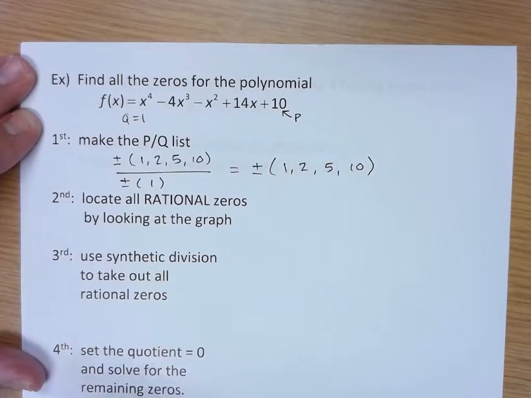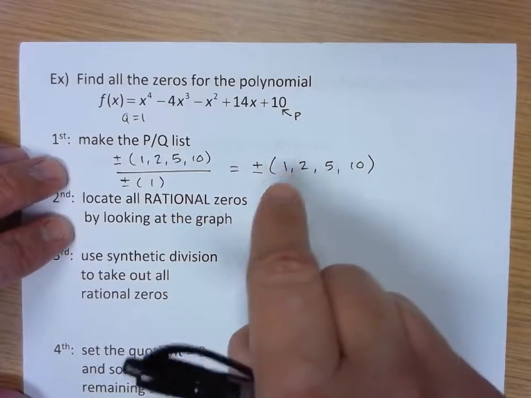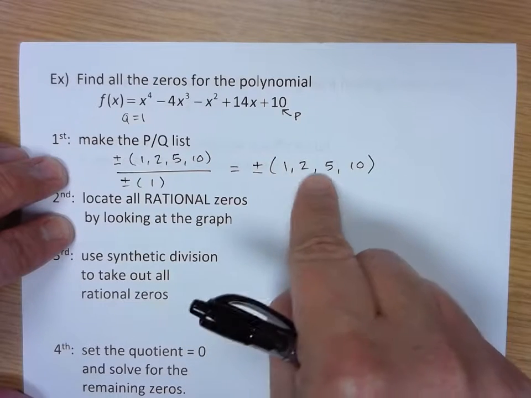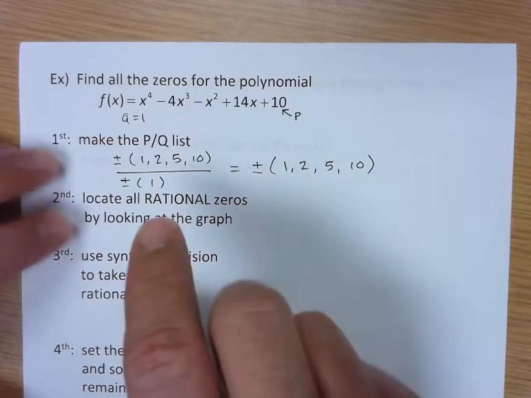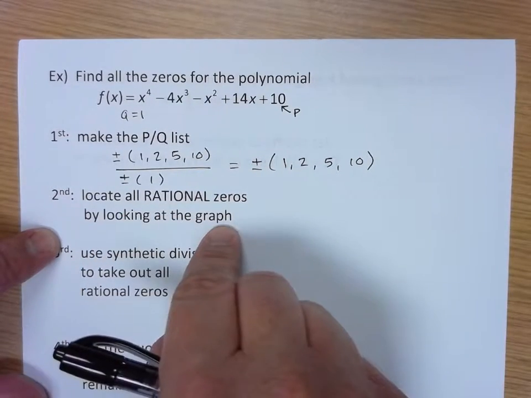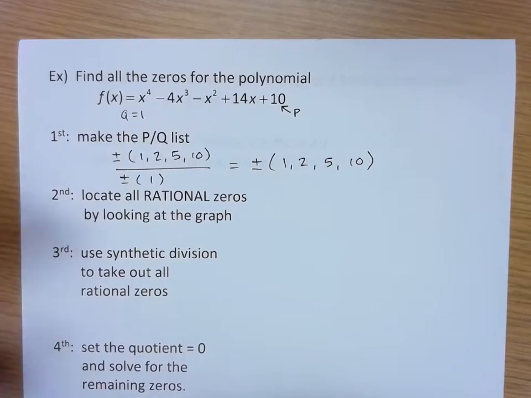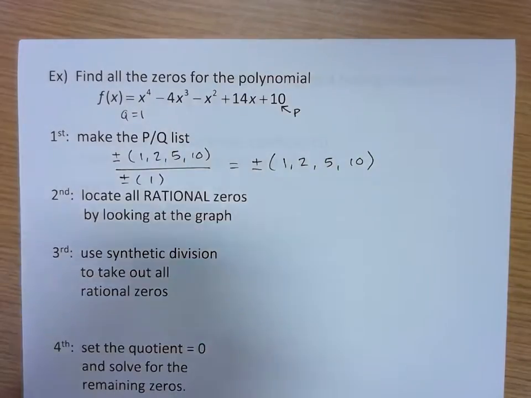All right. Now, back in the day before we had these nice calculators, what algebra students would have to do was to try each of these with synthetic division to see which one actually gives you a zero remainder. But I am allowing you to locate those rational zeros by looking at the graph. So as soon as you get your P over Q list made, go ahead and graph out that polynomial.